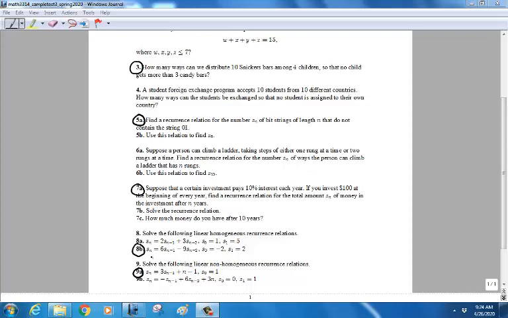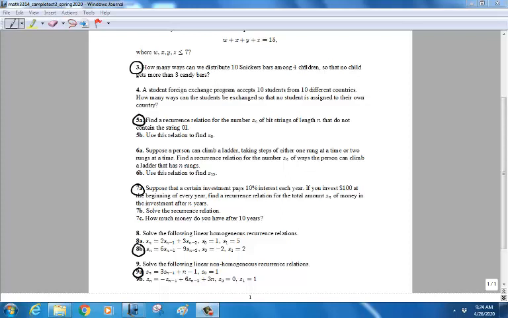Let's start here with problem number 3. This is a very typical inclusion-exclusion problem, actually. There are problems like this in the homework, and we've solved problems like this almost throughout the course, but not always using inclusion and exclusion. So, how many ways can we distribute 10 Snickers bars, which are not distinguishable, amongst 4 children, whom we can distinguish?